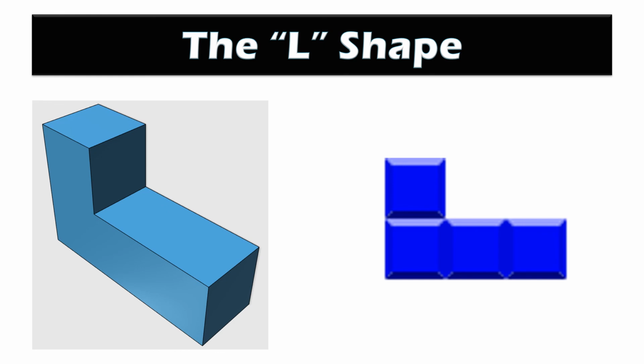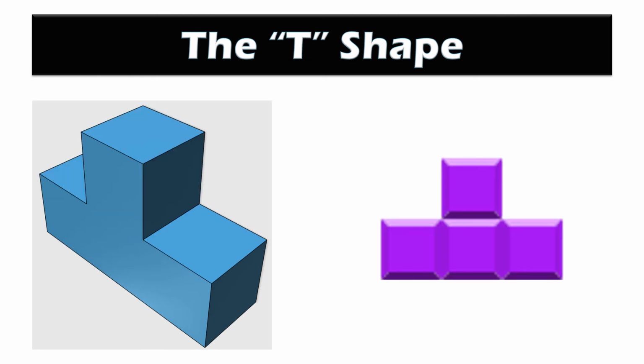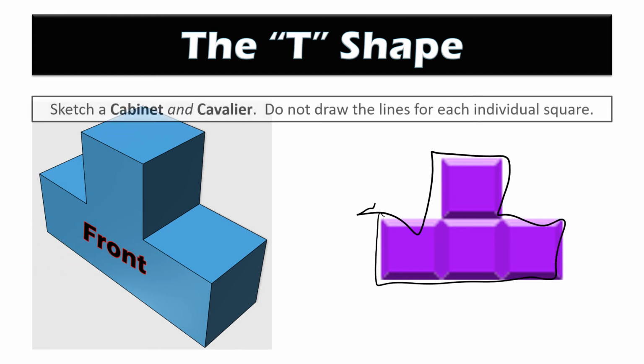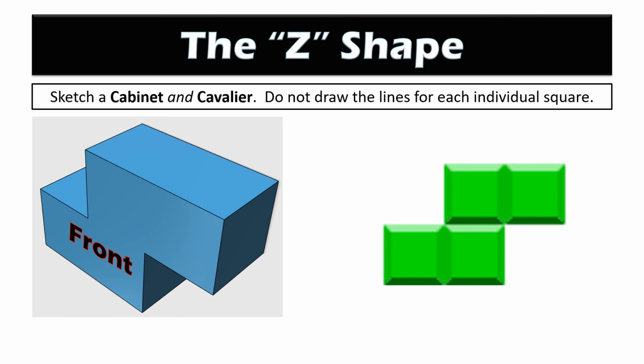Here's the L shape. Make sure you're drawing it with the correct front view. It should look like this, and then you go deep, 1 deep. This is the T shape. Again, use this front view shown here, and then go deep. And then the Z shape, use this front view, and then do the cabinet and the Cavalier.